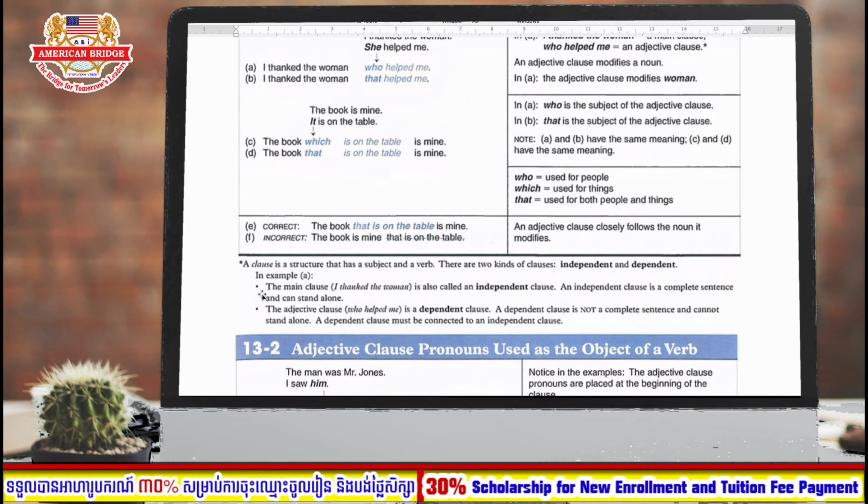So the information we have covered so far is about independent clauses and dependent clauses, so we can skip it for now.